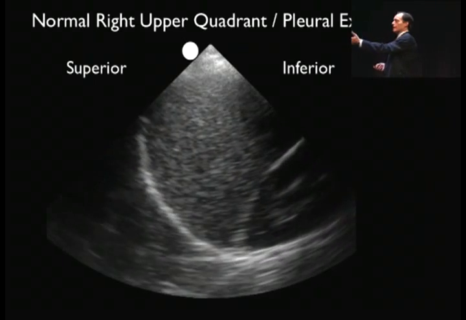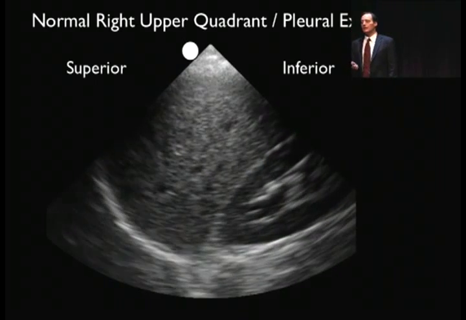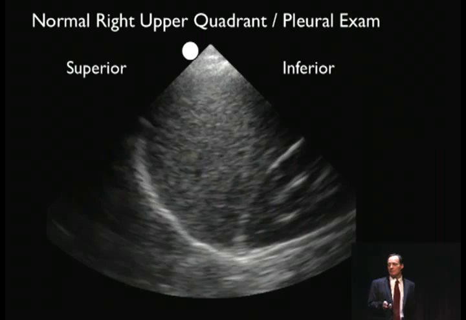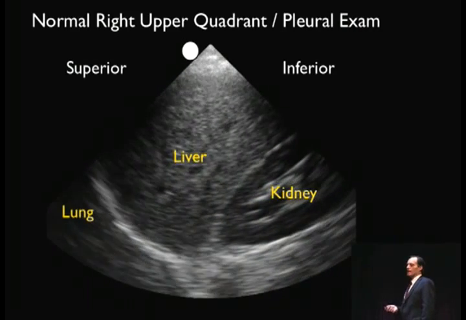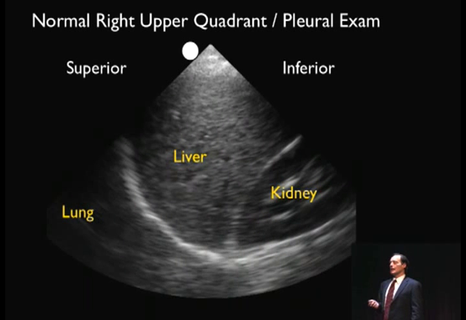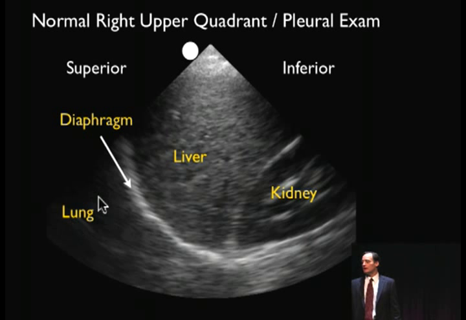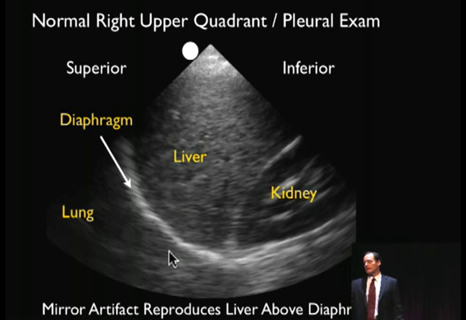We saw this before. This is a normal examination, a normal right upper quadrant exam, and we can see the liver, and we can see the kidney, and we can see the lung here. And notice as the patient breathes, we see the diaphragm is right there. Now, this is the potential space where we're going to be looking for free fluid. But what we see here is something interesting called mirror artifact. Mirror artifact occurs as a result of the sound waves bouncing off the diaphragm. And because the diaphragm is a hard reflector, basically it reproduces what looks like a liver inside the chest.